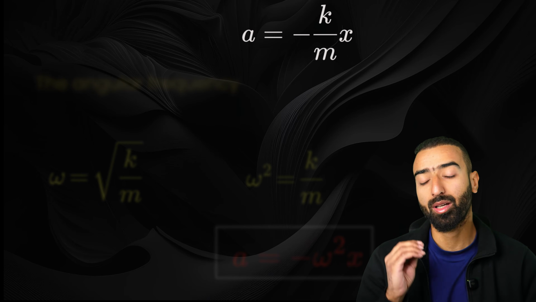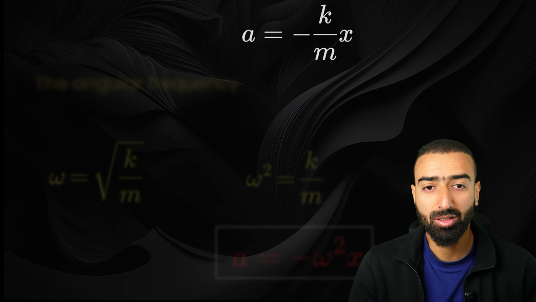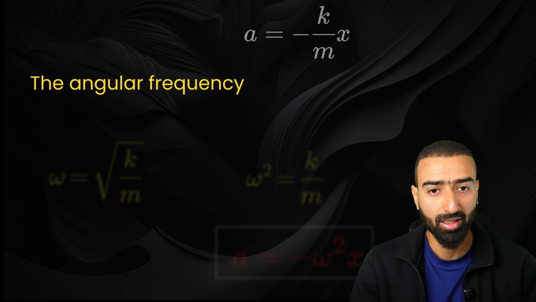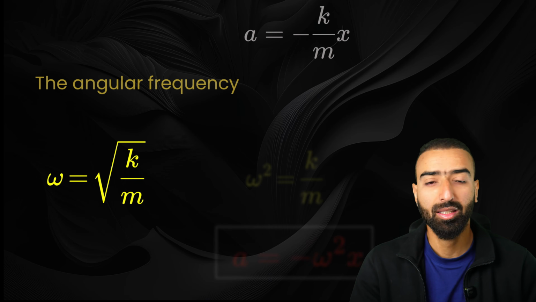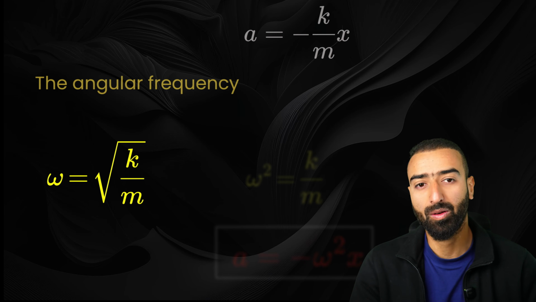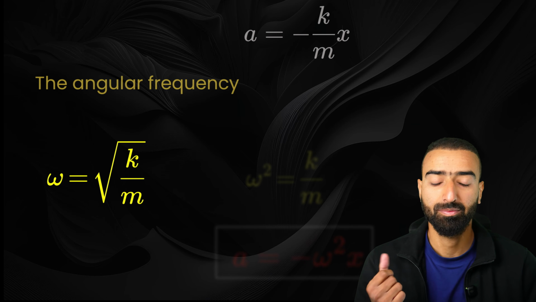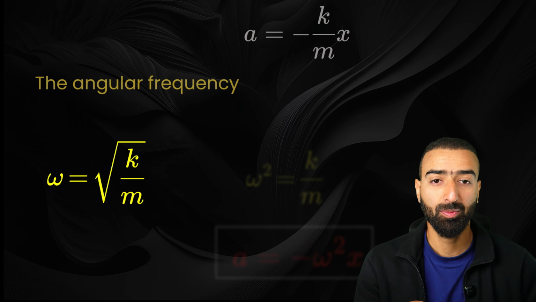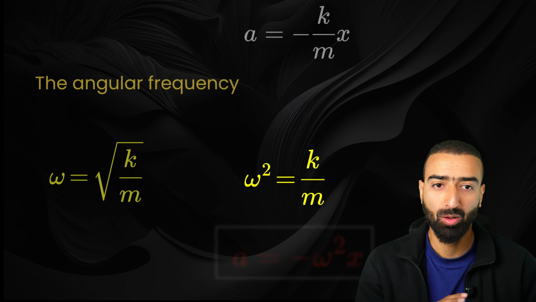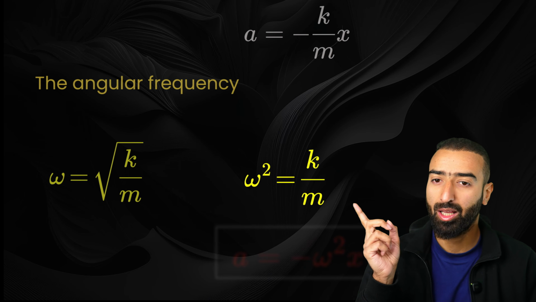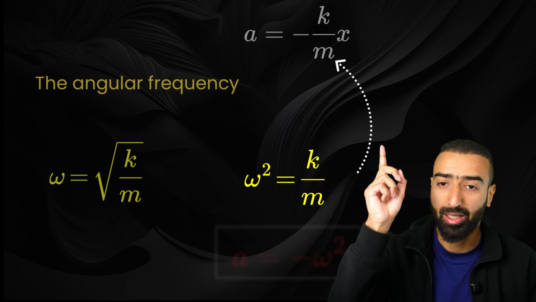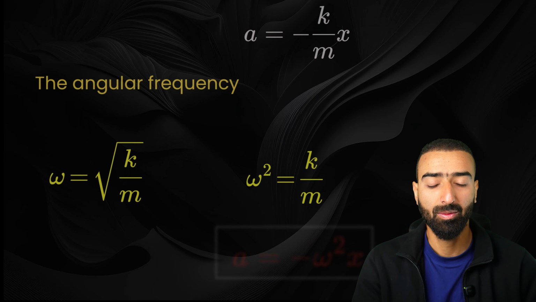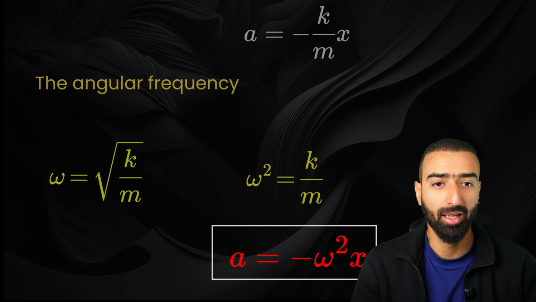Now we can introduce another important constant known as the angular frequency. It's represented by the letter omega and is defined as omega equals square root k over m. K is a constant, m is a constant, therefore omega is also a constant. This means that omega squared equals k over m. Now we can use this value of omega squared in the equation for acceleration above. If we do that, what do we get? We get a equals minus omega squared x.